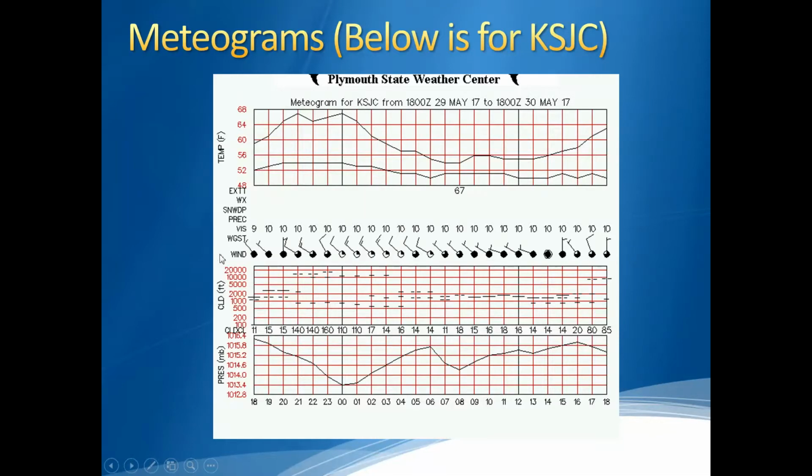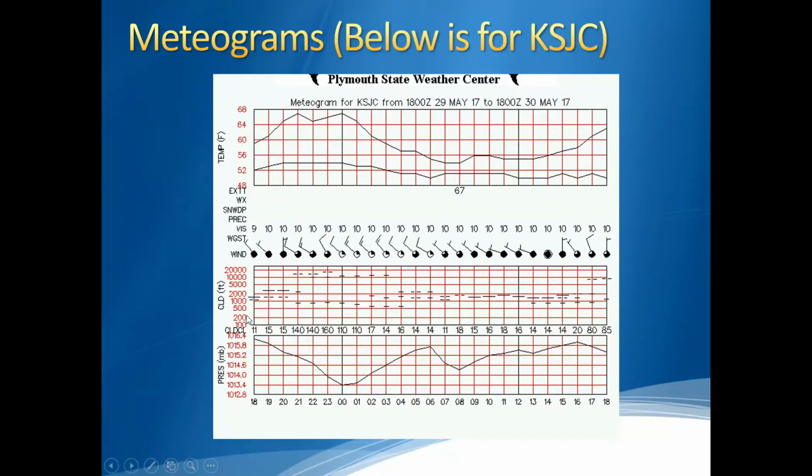The third panel down here actually represents cloud cover. And it shows you two things. One, it shows you if the cloud cover was scattered or if it was completely overcast. It's scattered if you see dashed lines, it's overcast if you see a solid long line. And it shows you how high up in the atmosphere those clouds were present.